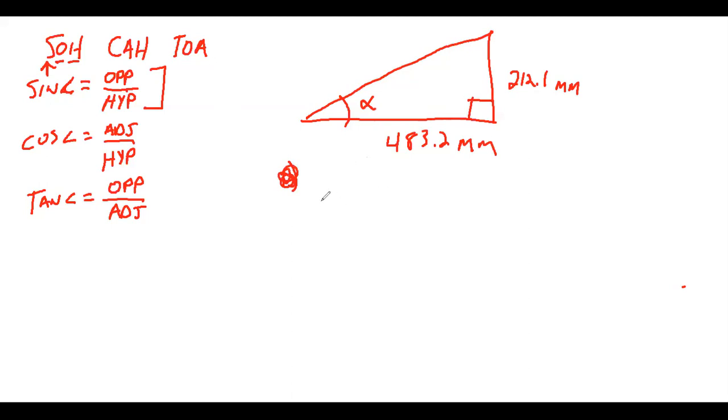Step two, set it up. How would we set up that formula? The tangent of alpha is equal to 212.1 over 483.2.